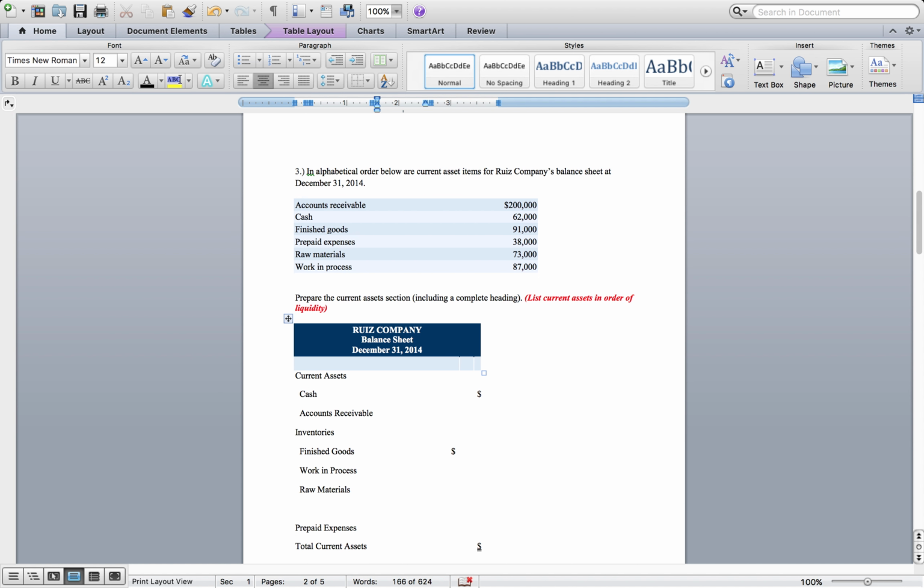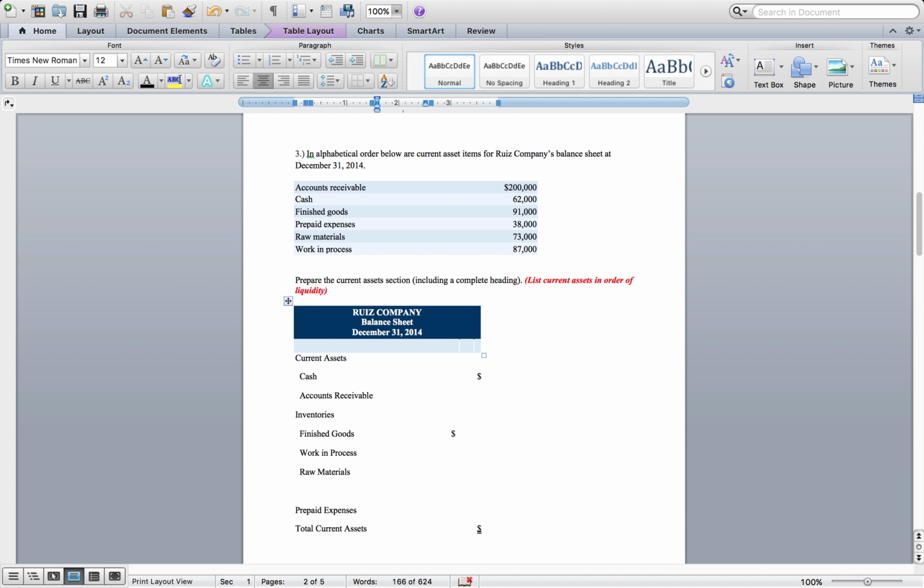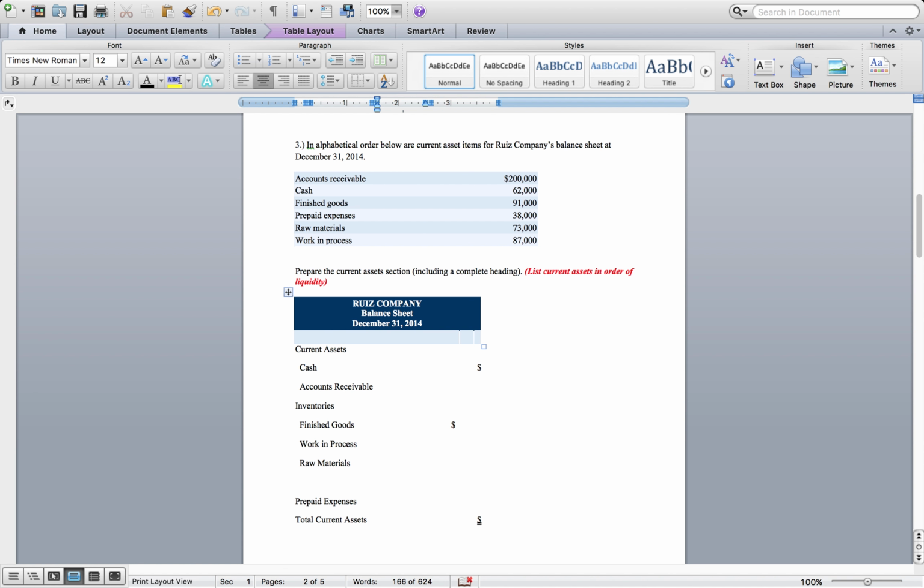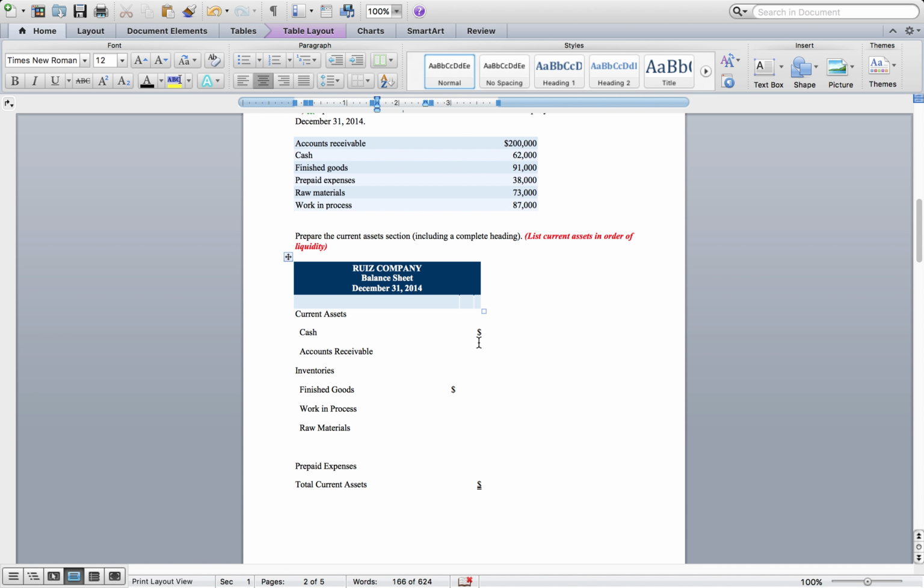Okay. It says here, below are the current assets for Bruce Company's balance sheet. Prepare the current assets section in order of liquidity. So again, we start with the most liquid asset, which is always going to be cash here. And we have $62,000 of cash. Next one we have is accounts receivable. We have $200,000.